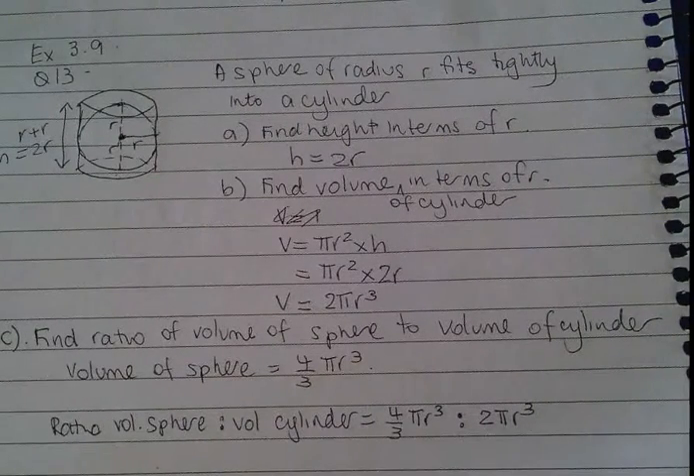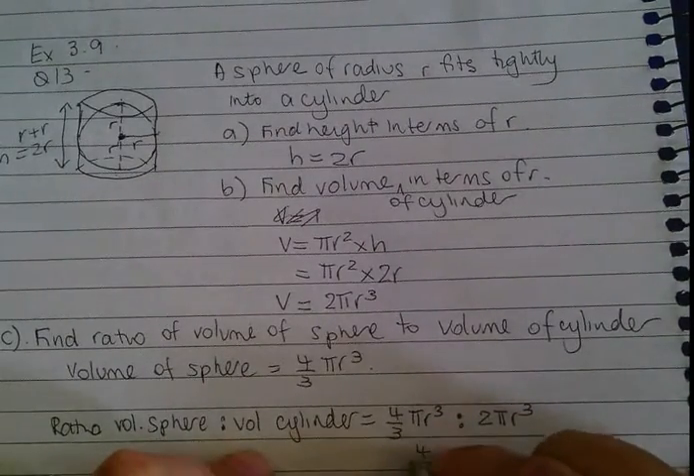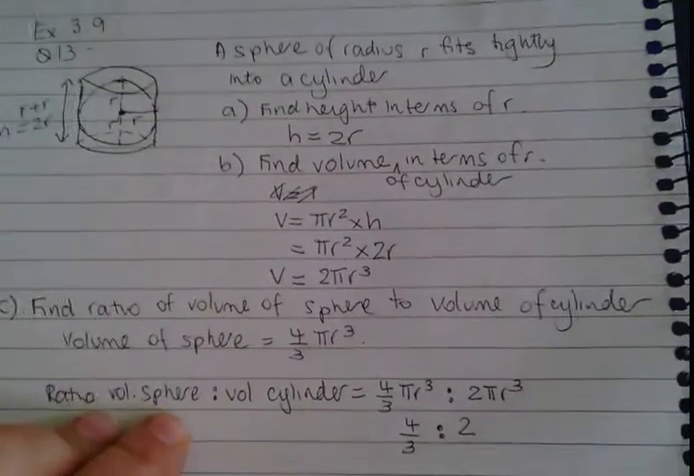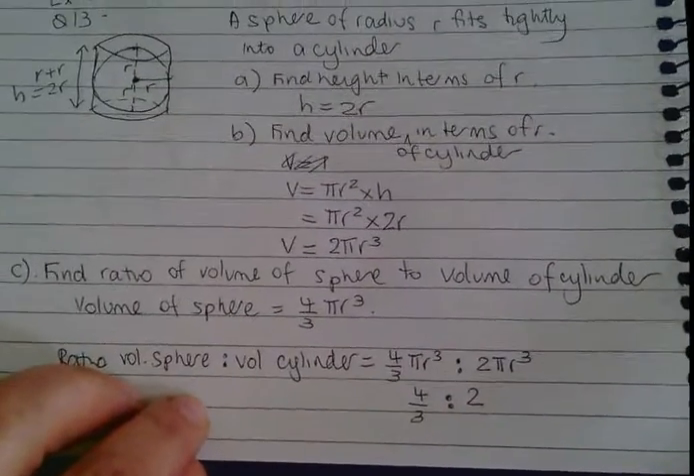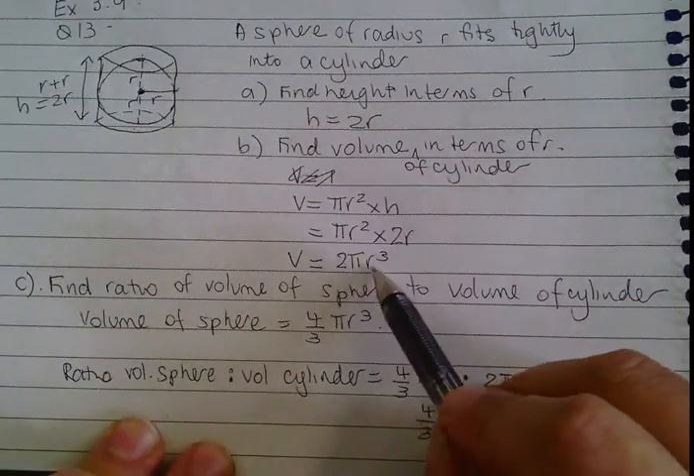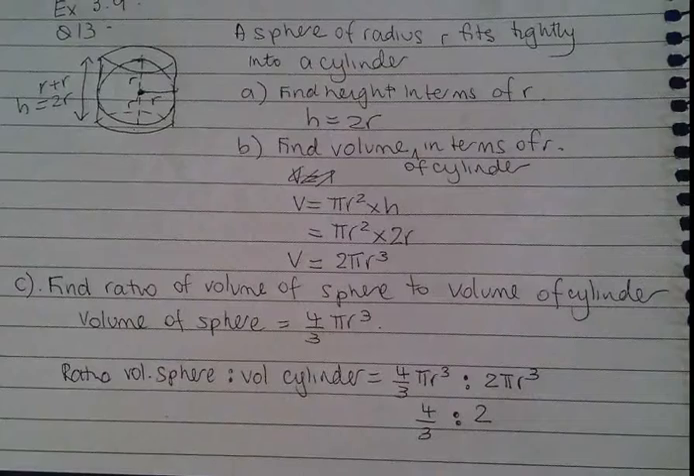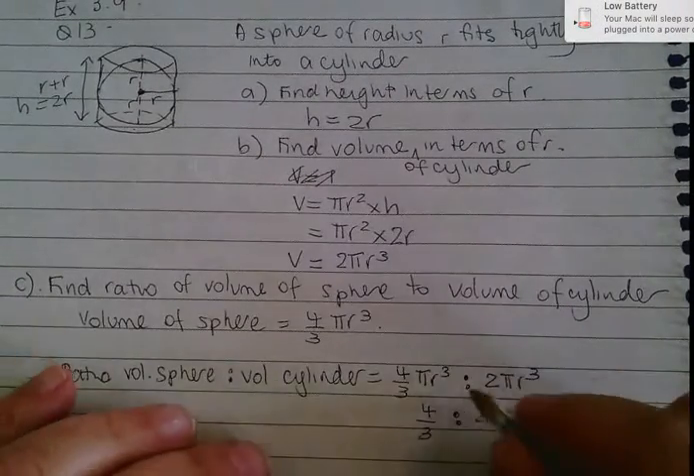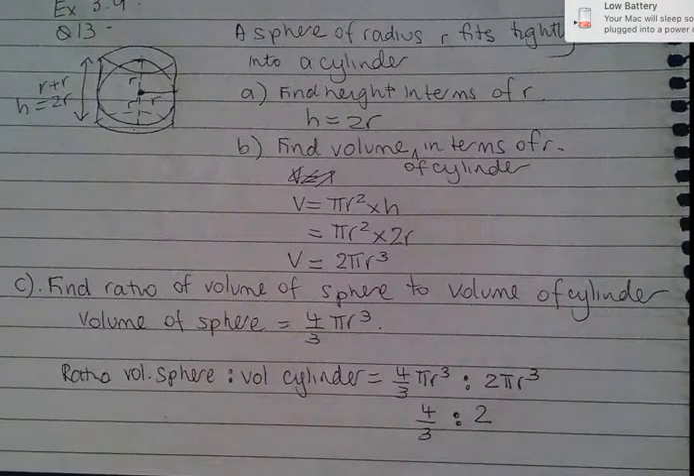What could you cross off from both sides that are identical? Pi r cubed. The pi r cubes are the same, so the ratio is 4 over 3 is to 2. Can you? The volume of the cylinder is pi r squared, which is the cross surface area, times height. Yes, but we just came up with a new formula for volume here as 2 pi r cubed because we substituted h is 2r. Okay, now because the pi and the r cubes are the same, the ratio is 4 over 3 is to 2.